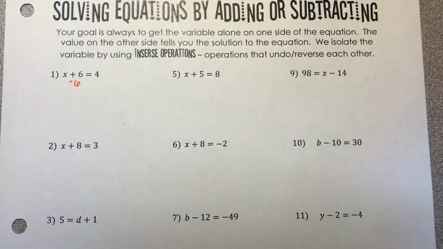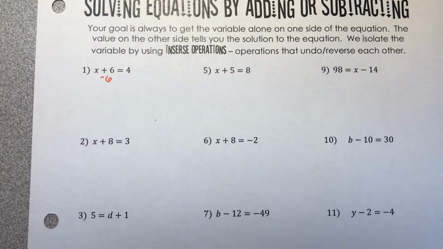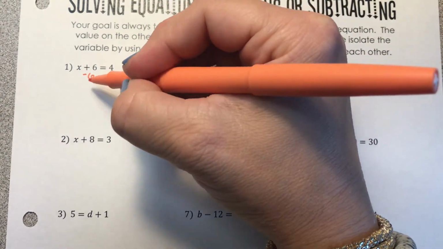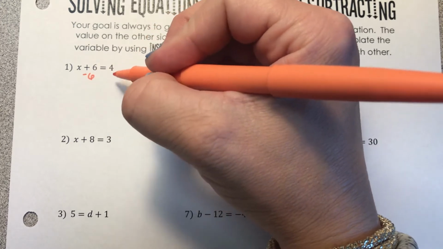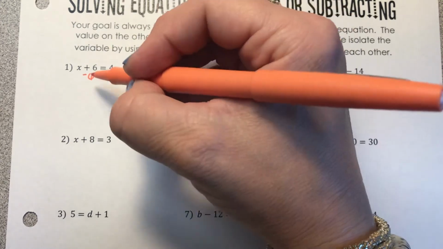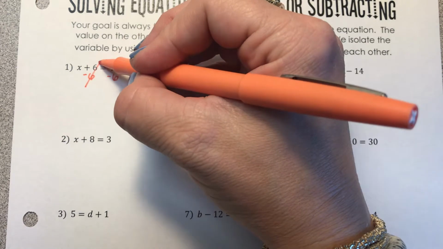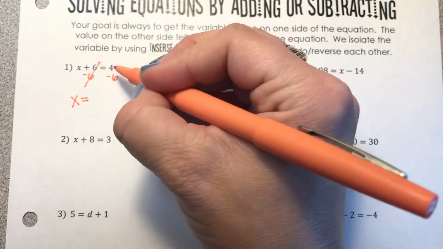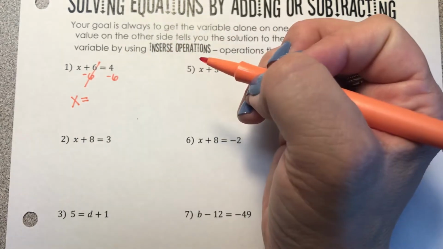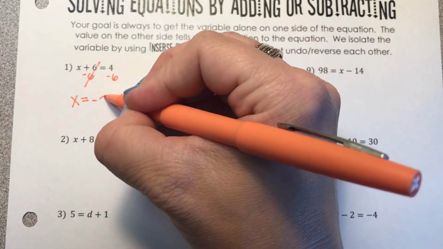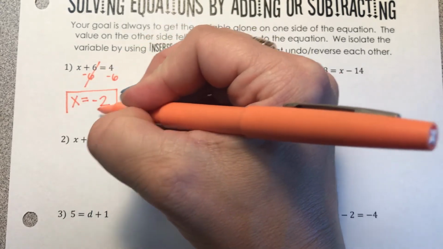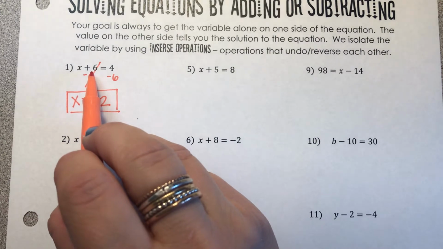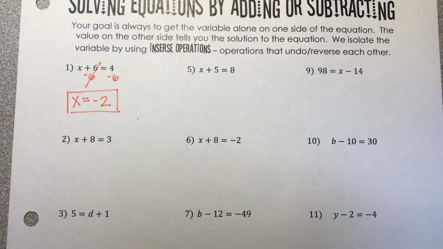Now, an equation is like a balanced scale. So if I do something over here, I have to do the same operation over here. I subtracted 6 so that those cancel out. So now I have x equals 4 minus 6. I'm going to go back to my integer knowledge. That's negative 2. And if I plug it back in, negative 2 plus 6 is 4. So I know I got it right.